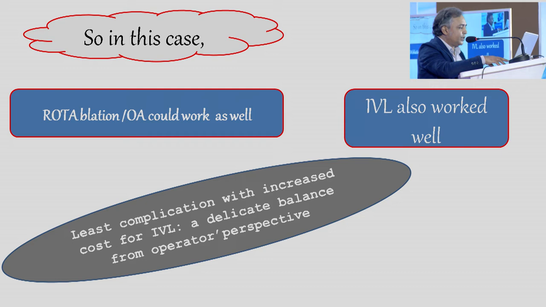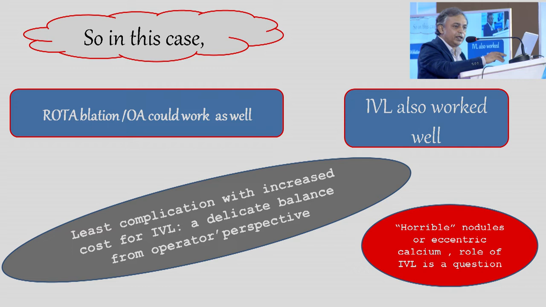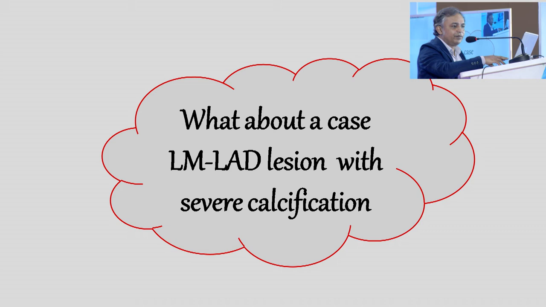And obviously, if we could see very horrible nodules or very eccentric calcifications, maybe the role of IVL would be a question there. What about this case with the left main LAD lesion with severe calcification? This case is a 60 years old patient, but very fragile also, with class 3 angina.